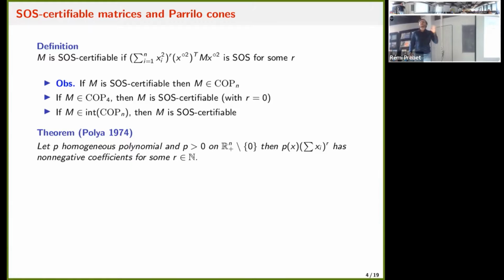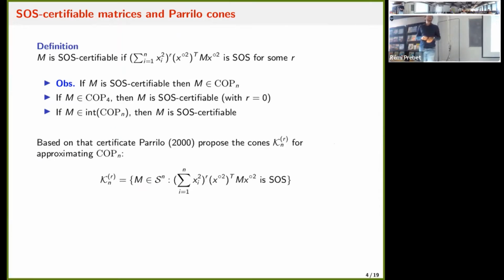And if a matrix is in the interior of the copositive cone, that means the only zero of this polynomial is the origin. Then M is SOS certifiable, and this follows by the Polya theorem, or the Reznick theorem if you want. The Polya theorem says that if you have a homogeneous polynomial which is strictly positive on the non-negative orthant, except at 0, then the polynomial multiplied by some power of the sum of the variables has non-negative coefficients. So if you square the variables, for example, it shows that if M is in the interior of the copositive cone, then it's SOS certifiable.